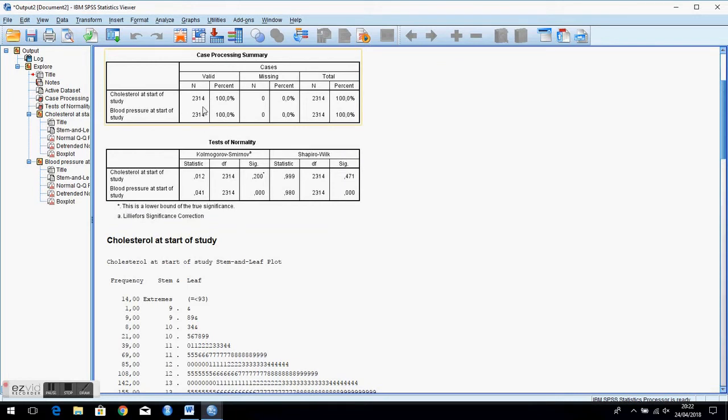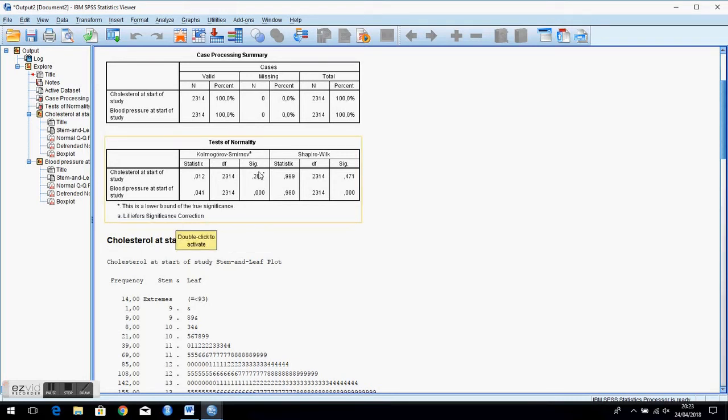In that case we have more than 50 observations. For this reason we use Kolmogorov-Smirnov, as I said in the third computer lab, and we observe that the cholesterol at the start of the study has a p-value higher than 0.05. For this reason we can assume that the cholesterol level is normal, but the blood pressure has a p-value smaller than 0.01, also smaller than 0.05. For this reason we cannot assume that the blood pressure is normal.